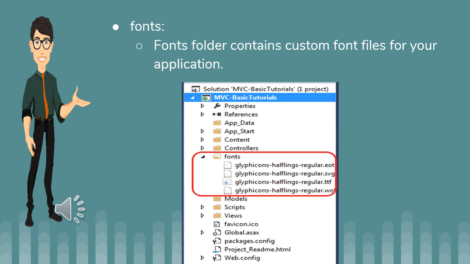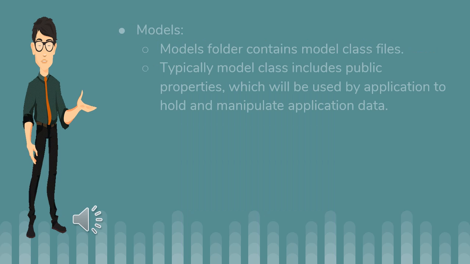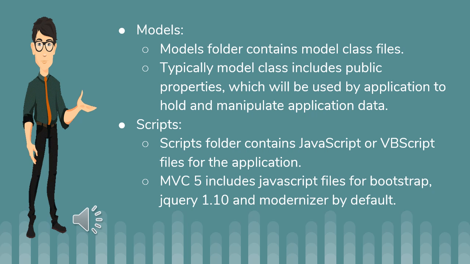Fonts. Fonts folder contains custom font files for your application. Models. Models folder contains model class files. Typically a model class includes public properties, which will be used by the application to hold and manipulate application data. Scripts. Scripts folder contains JavaScript or VB script files for the application. MVC 5 includes JavaScript files for Bootstrap, jQuery 1.10 and Modernizr by default.